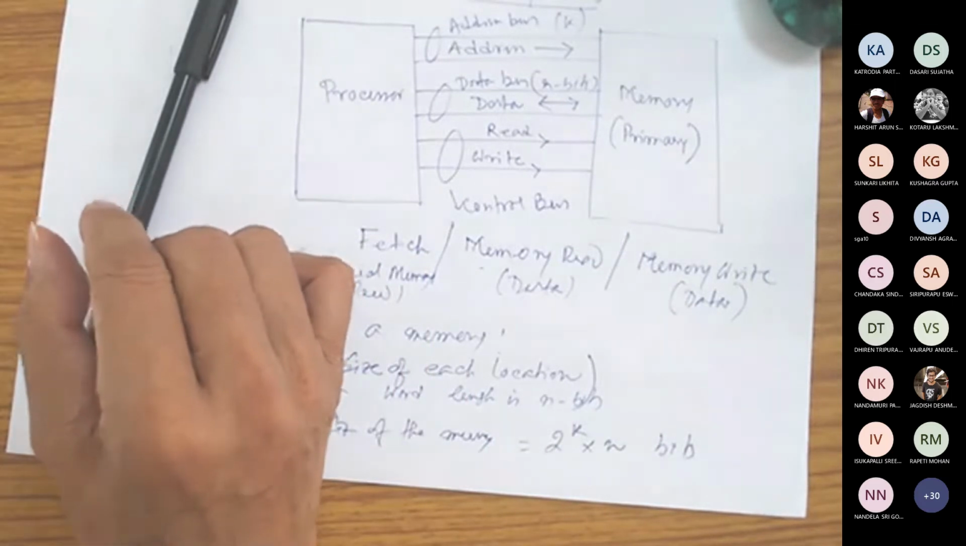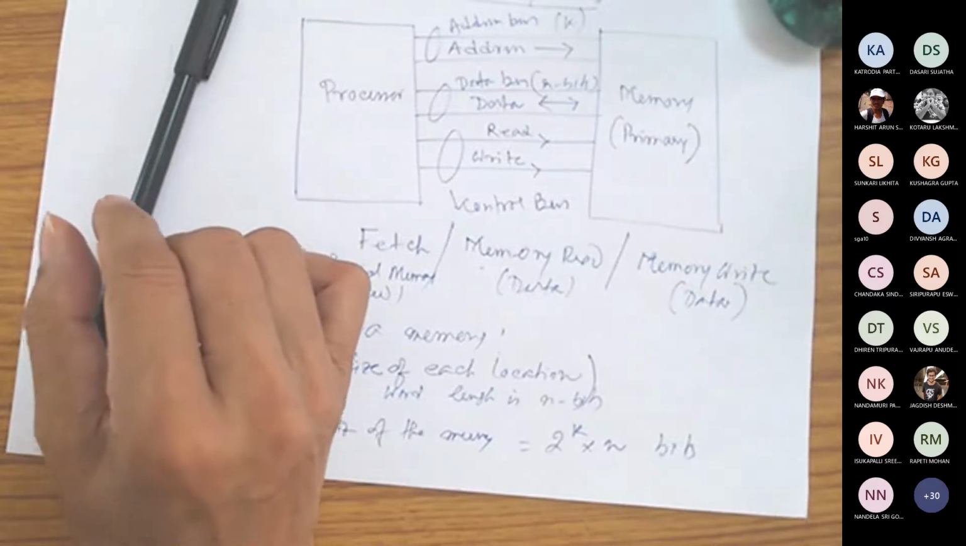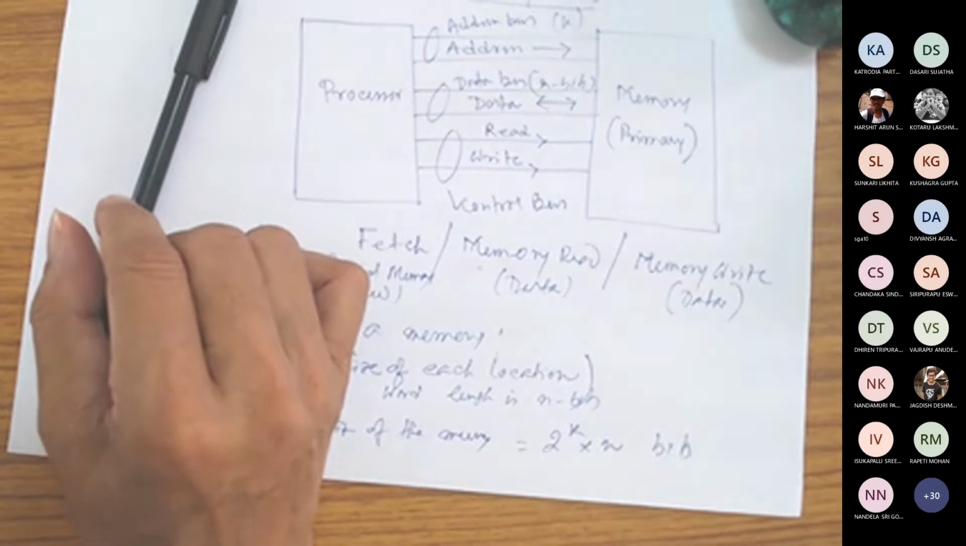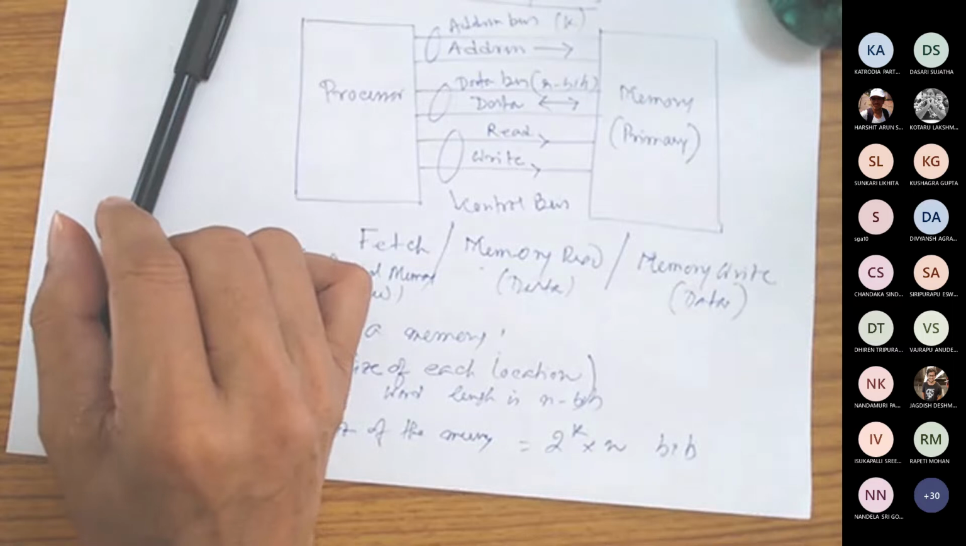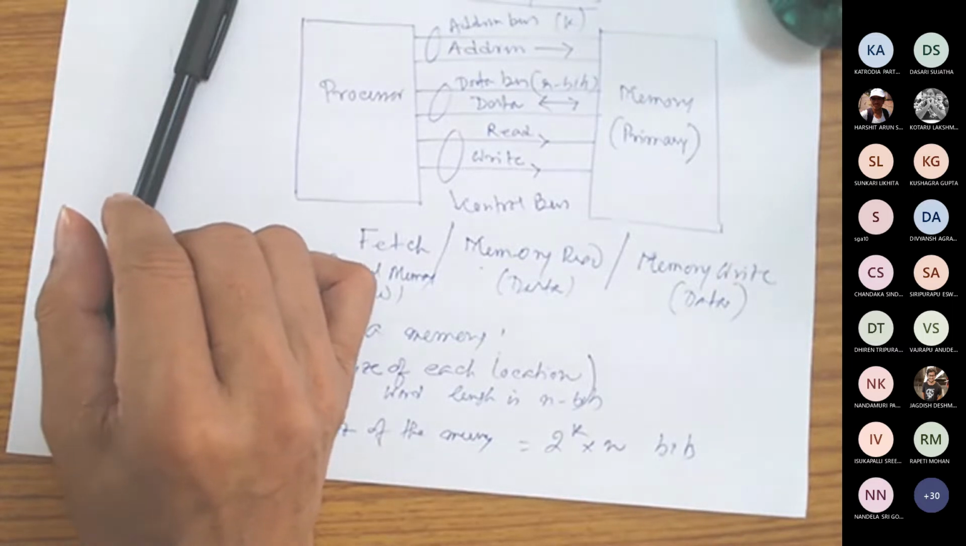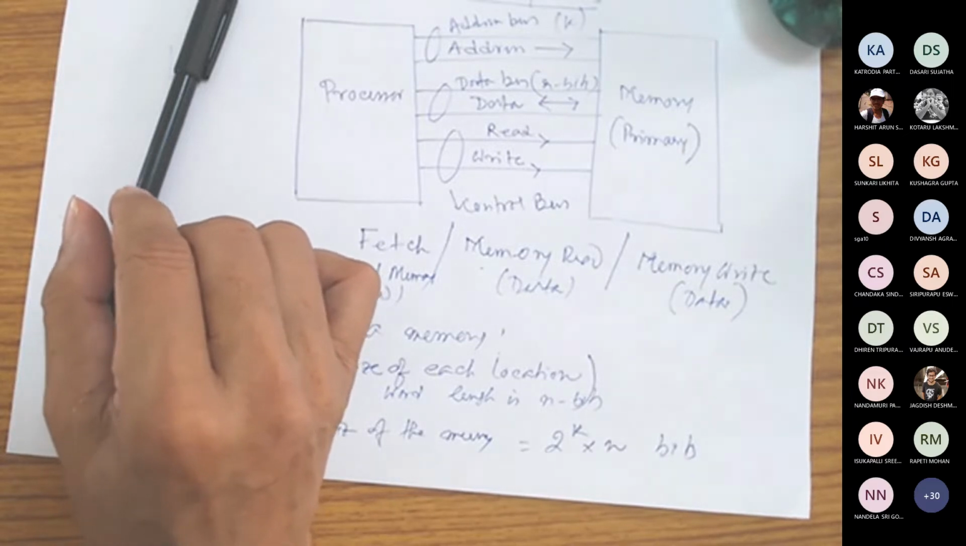Registers are very costly, sir. Even in modern day, we have 64-bit processor registers, and they are so costly. And if we use them for memory, there will be 2 to the power k locations, meaning 2 to the power k into n registers, which will be very costly. So yeah, we need to understand that.